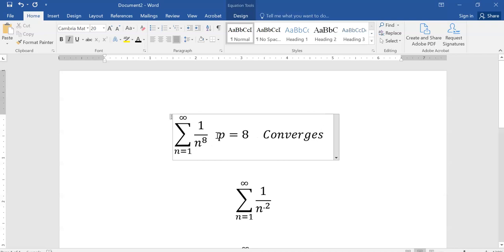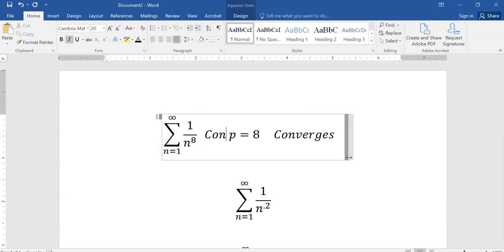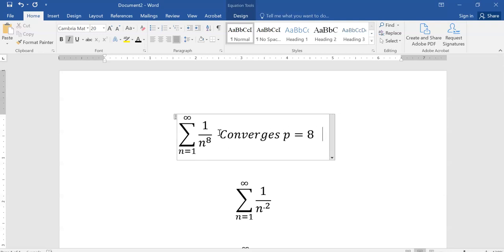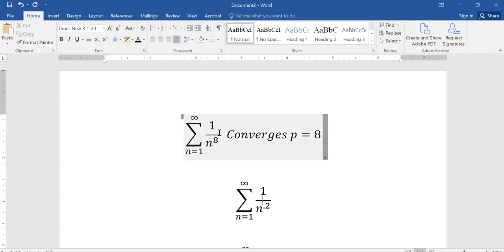So when I say this is going to converge, I mean the infinite series is going to converge because p is 8. All right, 8 is bigger than 1. There we go.